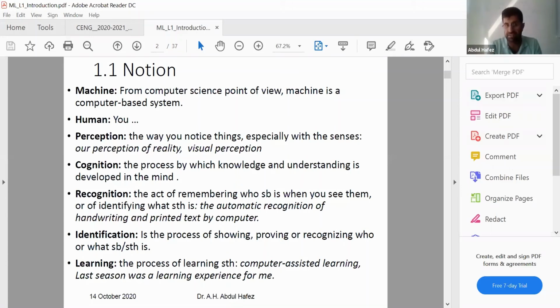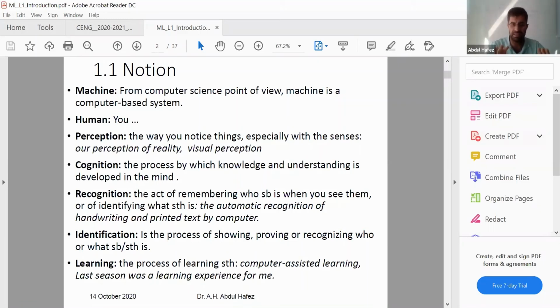Teaching the machine what? Teaching the machine how to recognize objects. Okay, so when I talk about object recognition, it is a process. This process is realized, implemented, executed using some machine learning algorithm. So we need learning. We need to teach the machine, allow the machine to learn how to recognize objects or how to recognize patterns.